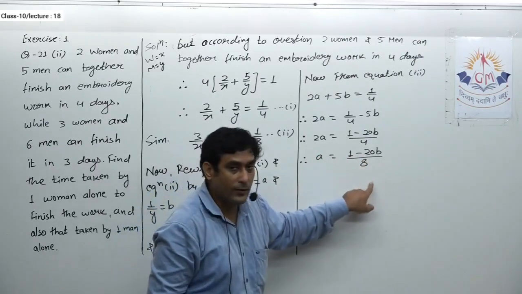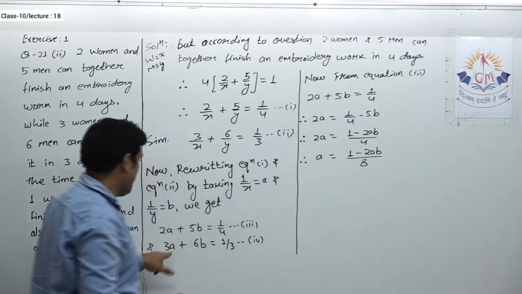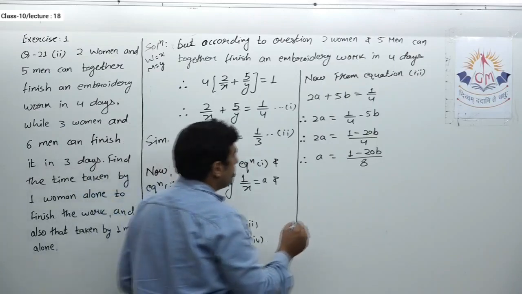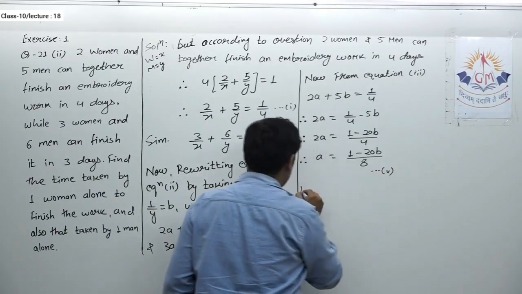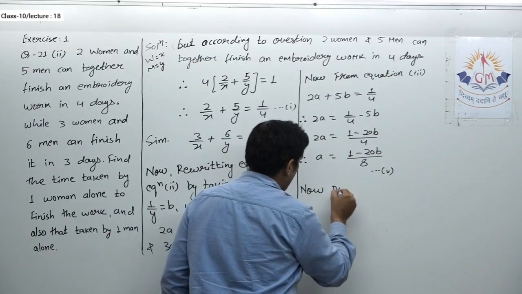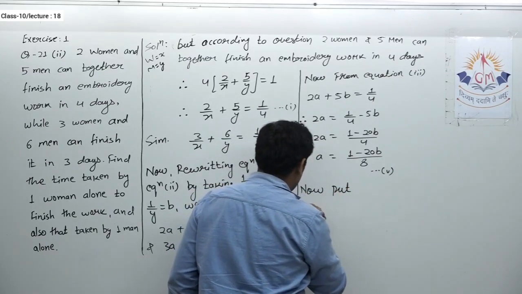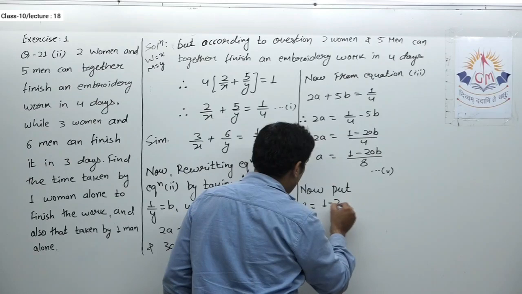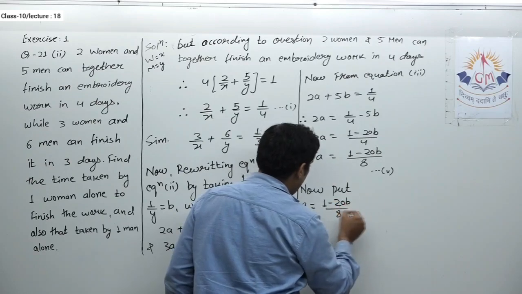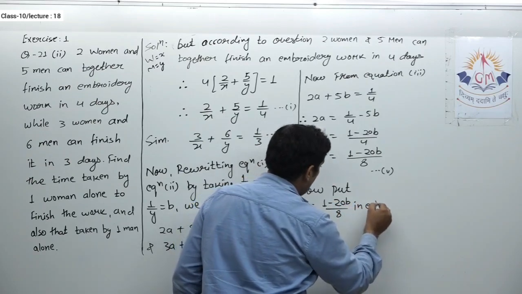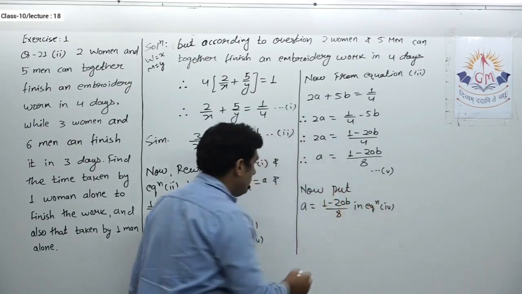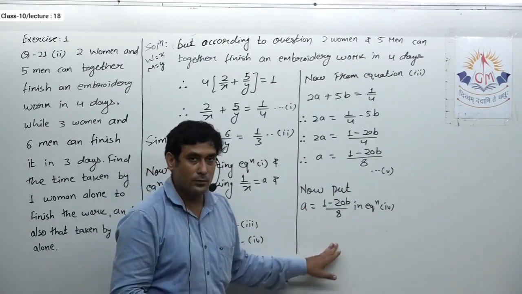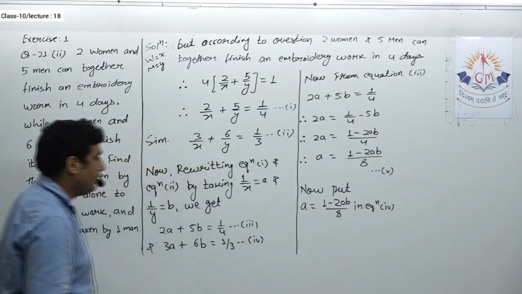Now we will put this value of a in equation number 4. Okay, let it be equation number 5. Put a equal to 1 minus 20b upon 8 in equation 4. Okay, so try to do this and then I will give you the detailed solution.